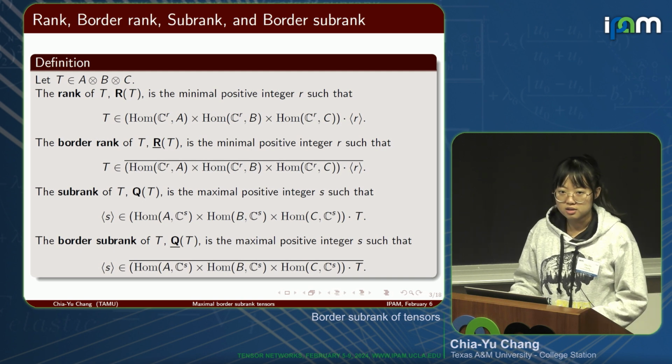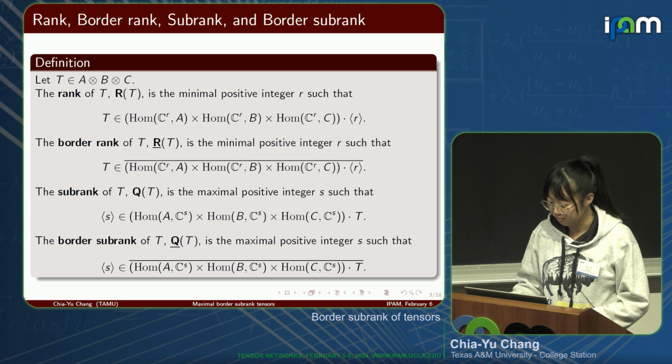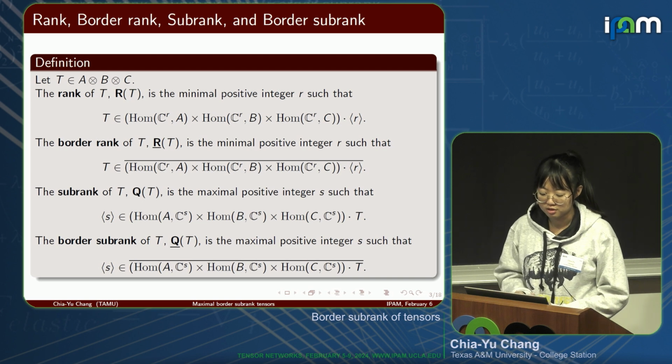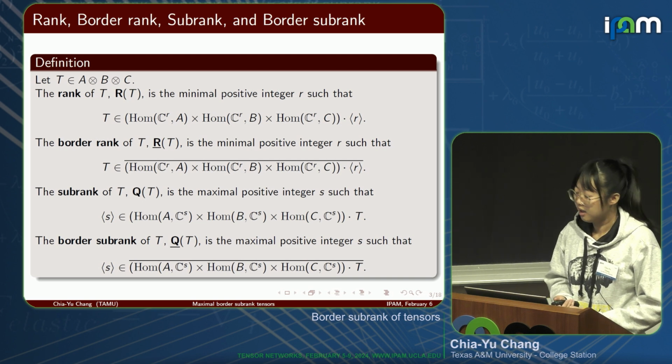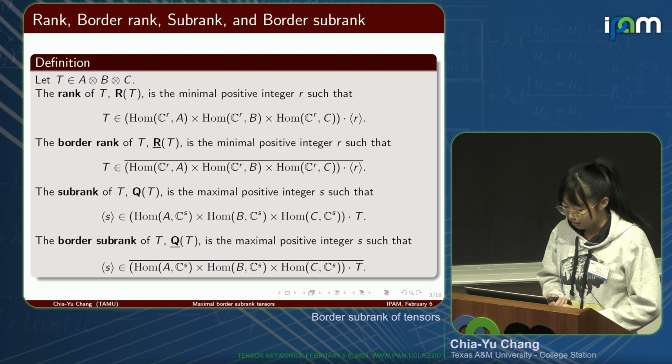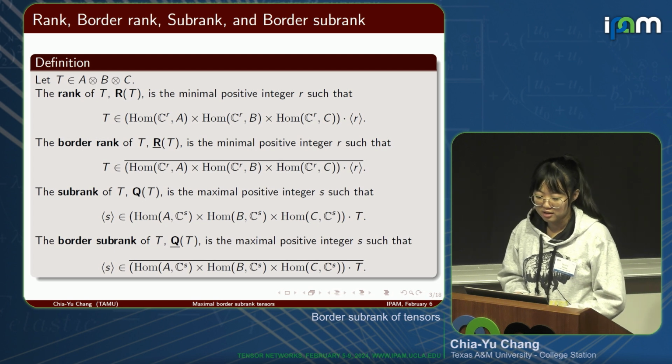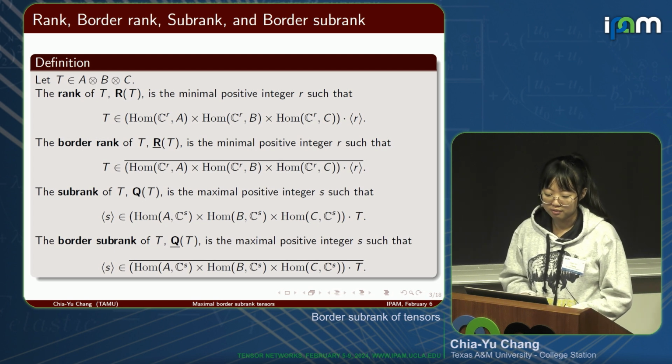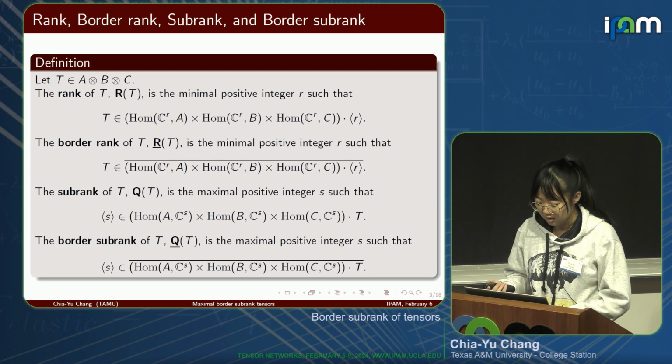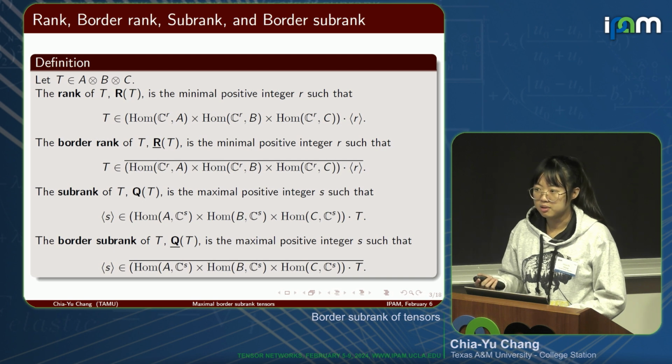So subrank and border subrank give us a measure of the value of tensors. And we are most interested in the lower bounds on rank and border rank, that is, lower bounds on cost, and the upper bounds on the values of tensors.